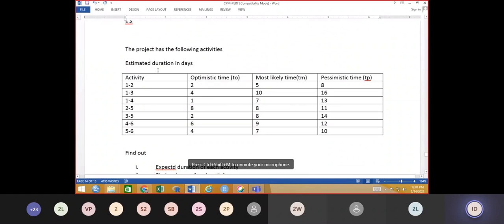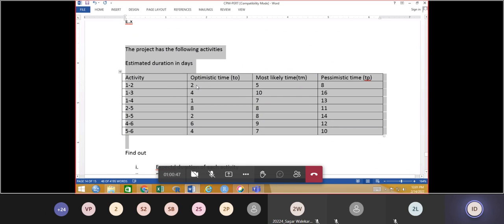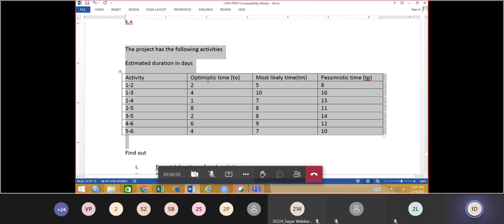Now note down the example. The project has the following activities with estimated durations in days. It is a very simple example, and I will explain it. In PERT, these three different types of times are always given. Simply we have to put them in the formula and work it out. These are the activities; this is the optimistic time, this is the most likely time, and this is the pessimistic time.